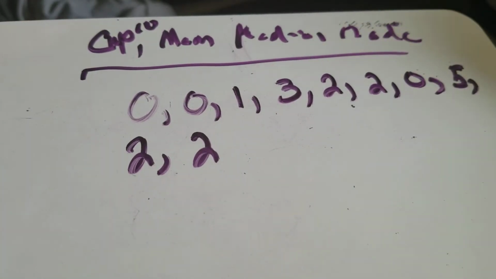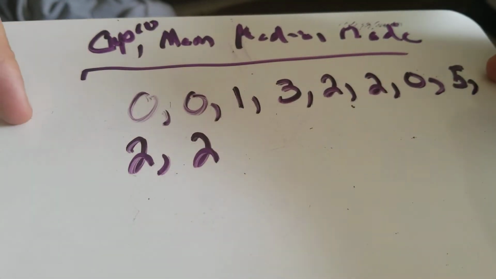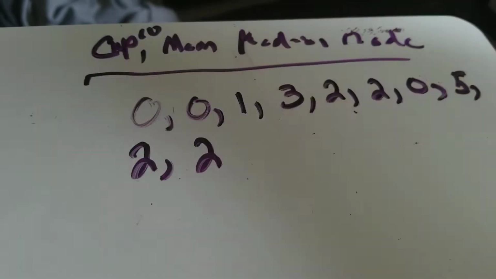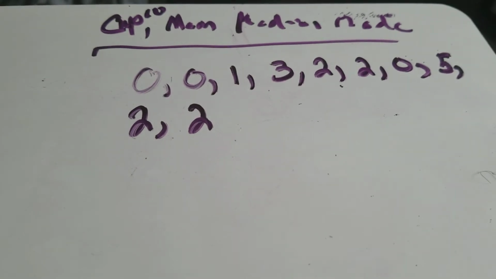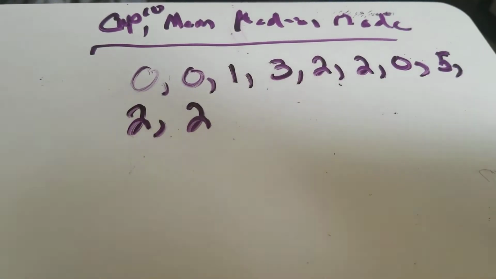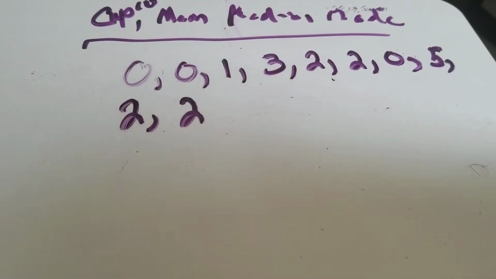So what we're going to do is take the mean, median, and mode from this data. Now, how do we do each? Mean, you should also recognize as average. You should be familiar with that term. Average is when we add up all our numbers and then divide by how many numbers we have. That should not feel new to you. So let's do that today. First off, let's add up all the numbers. 0 plus 0 plus 1 plus 3, which is 4, plus 2 is 6, plus 2 is 8, plus 0, plus 5 is 13, plus 2 is 15, plus 2 is 17.